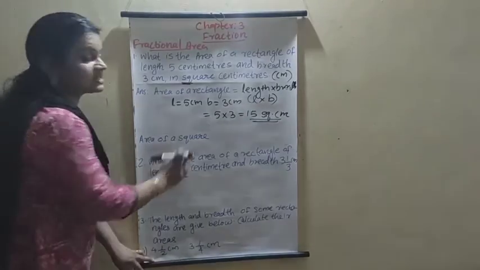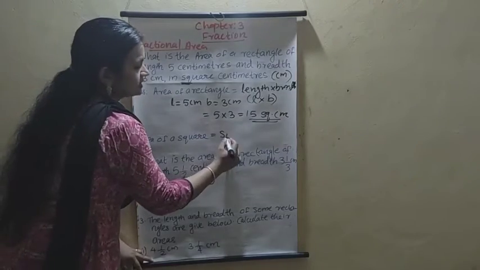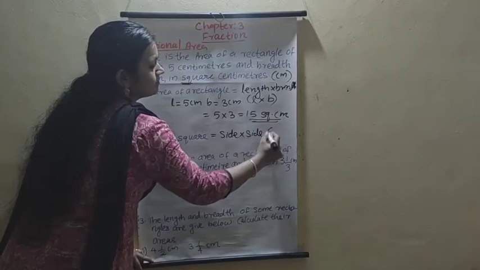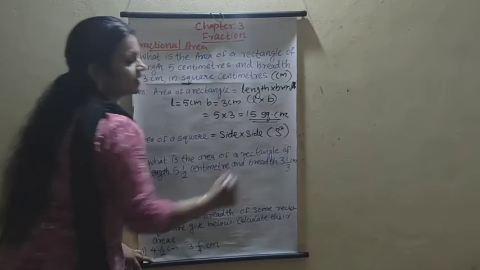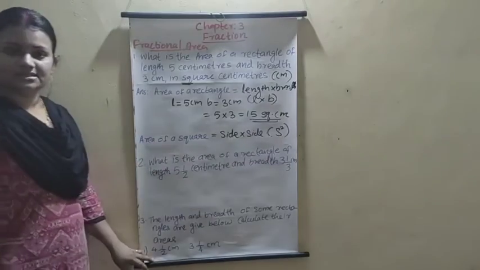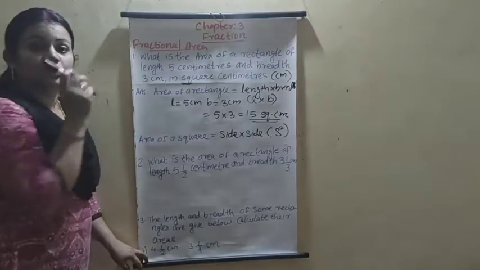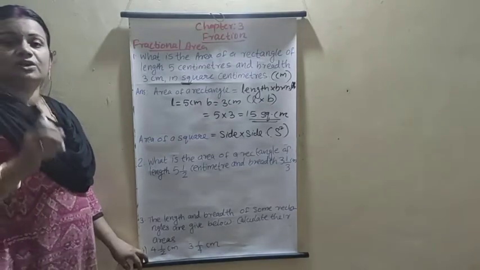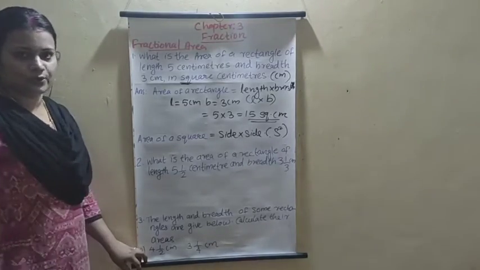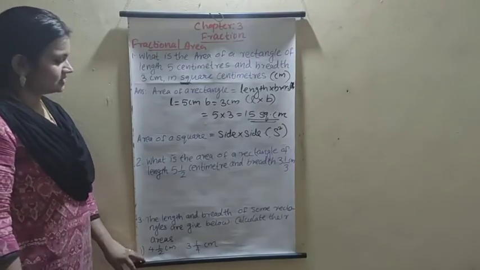What is the area of a square? Area of a square is side into side. Side into side means what? S square. Side into side is equal to S square, S into S. The area of a rectangle is equal to length into breadth. Area of a square is equal to side into side. We should study these two equations. Okay, children. Area of a square is equal to side into side.